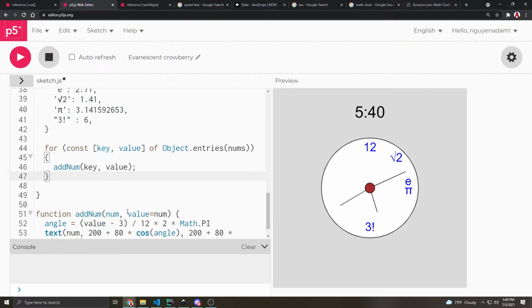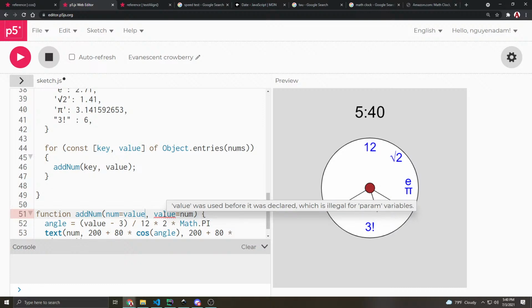Someone says I should try doing A equals B. Someone says I should try this: A equals value, B equals A. Oh yeah, a value is used before as a code, which is illegal. It's not just syntactically incorrect, it's illegal. You can't say num equals value and then value equals num. It does not let you do that.